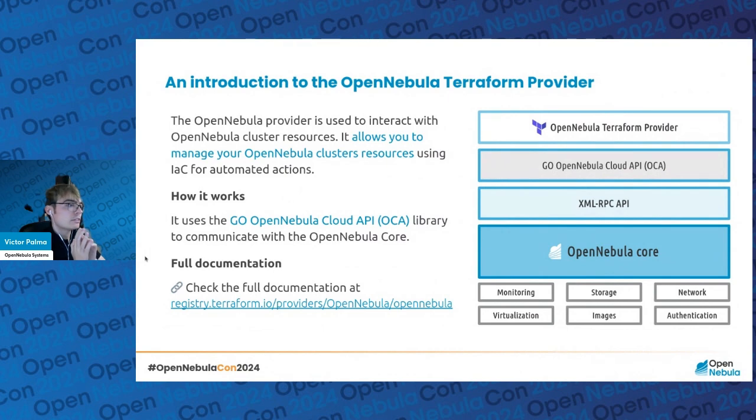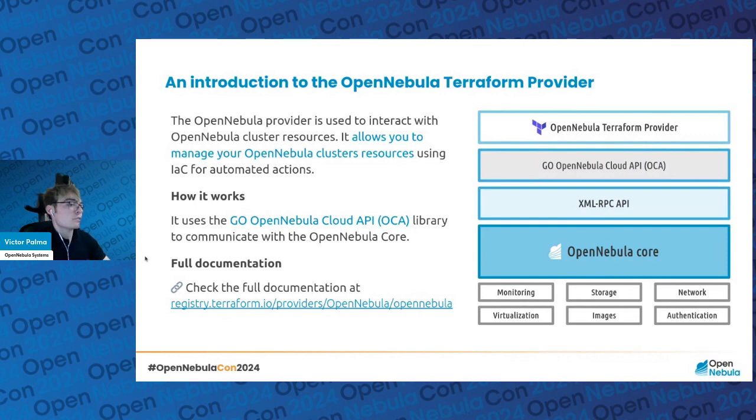So now let's take a closer look at the OpenNebula Terraform provider. This provider is designed to interact with OpenNebula resources, enabling you to manage these resources using the IaC principles. How does it work? As you can see in this diagram, the provider uses the Go OpenNebula Cloud API library to communicate with the OpenNebula core through the XML-RPC API. This library is crucial for executing automatic actions within your OpenNebula environment.